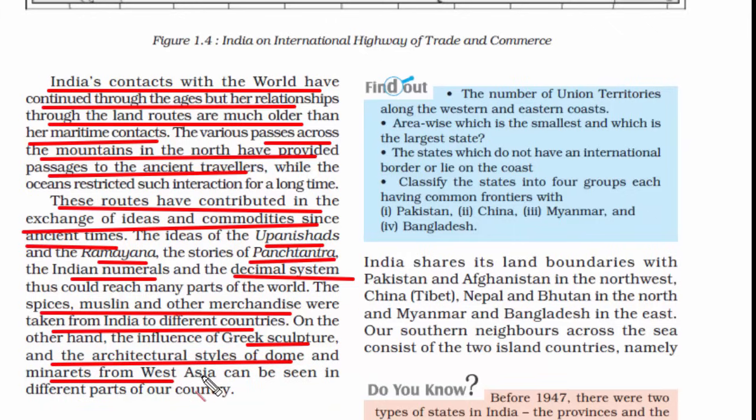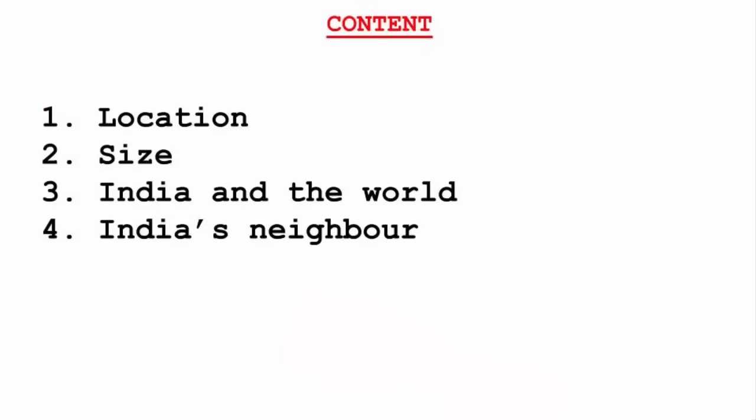You can see the same example in the domes and minarets of the monuments that we have. These architectural styles came from Western Asia. All of these ideas and information traveled across time. They were never produced at one place; they were all imparted, exchanged and carried forward. And the last topic is India's neighbors.